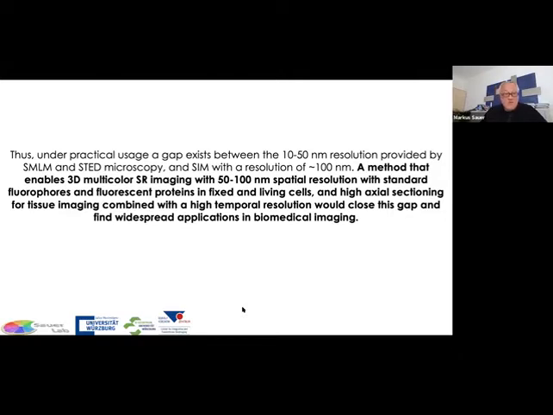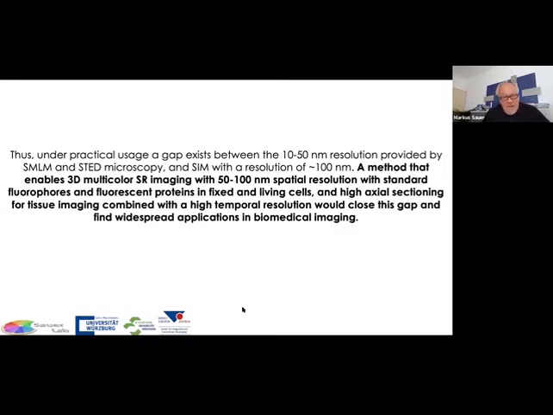So to conclude, under practical usage, a gap exists between the 10 to 50 nanometer resolution provided by D-Storm and STAT microscopy, for example, and these methods are mainly restricted to a few dyes and the addition of special buffers, and structured illumination microscopy on the other hand, which achieves a resolution of only about 100 nanometers.